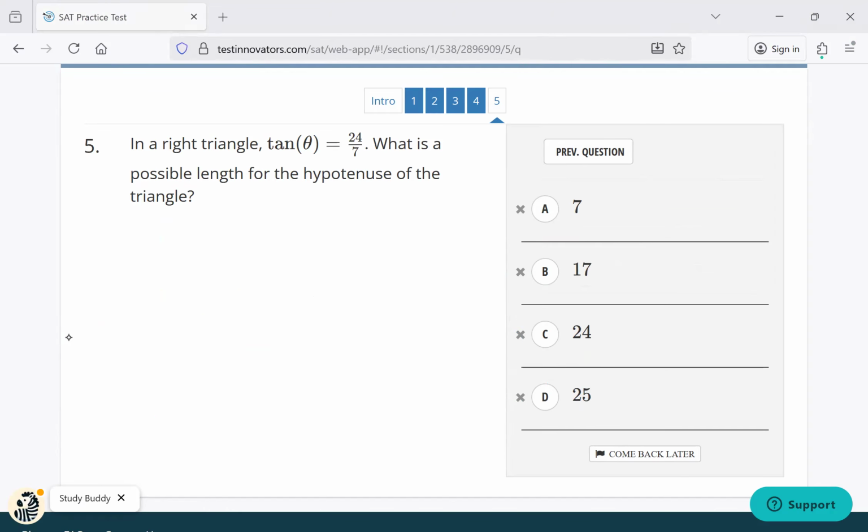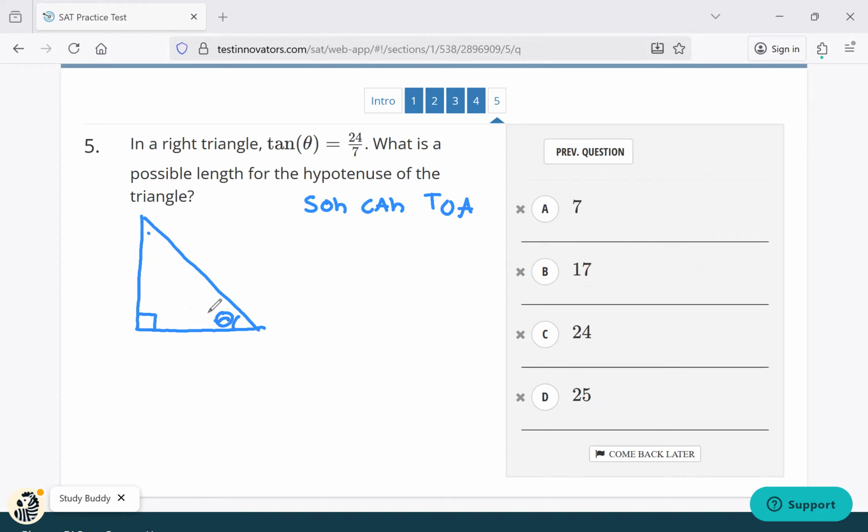In question 5, in a right triangle, tan of theta is 24/7. What is the possible length for the hypotenuse of the triangle? So they don't give us any angles, so we know that it's SOHCAHTOA. And what else do we know? You can locate theta anywhere. You can put it here or here. It doesn't really matter. It won't be wrong.